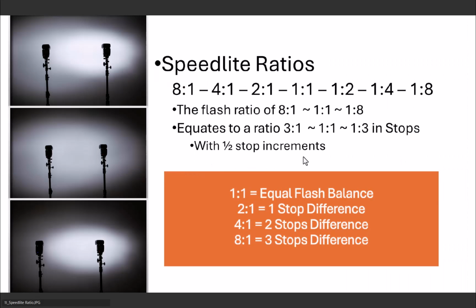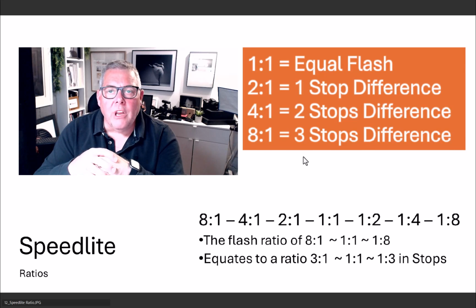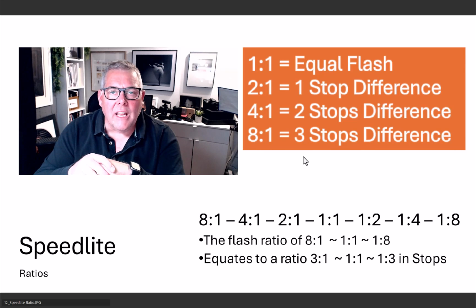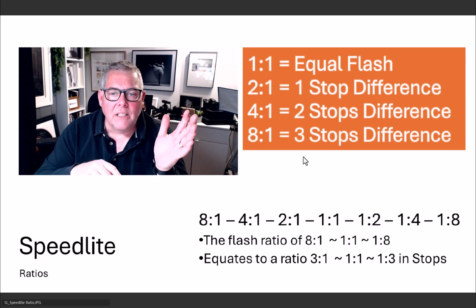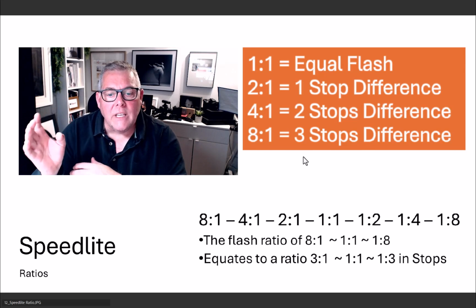But when we're seeing the ratios set out as 8 to 1 right the way through to 1 to 8, remember what this equates to is a 1 stop, 2 stop, or a 3 stop difference in the flashes. So when we've got a 3 stop difference needed in an image, we would set it to 8 to 1. That means it's going to have 3 stops more power on the left hand side compared to the right hand side. If we wanted it to have 3 stops more power on the right side, we would have it on a 1:8. So that would just be sliding the ratio power towards the right hand side itself.